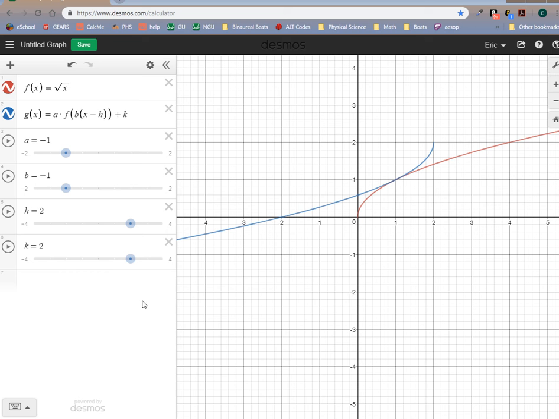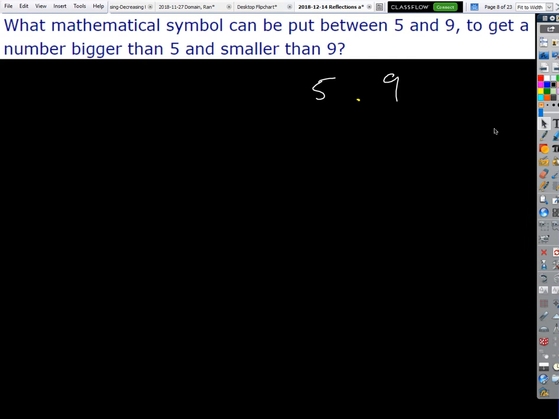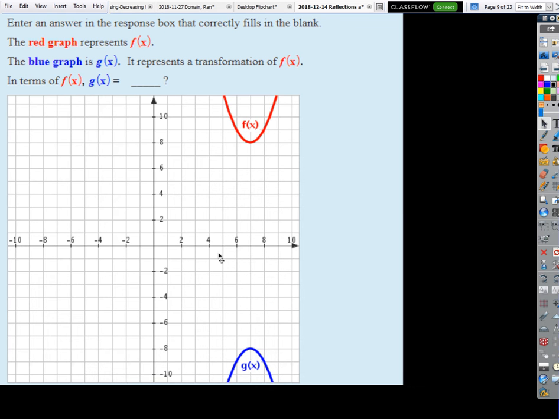So now here's the next question. Well, I don't know. I think you guys probably got this. Let's try some practice problems.